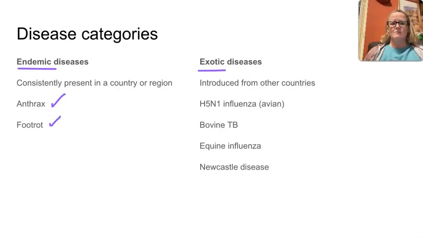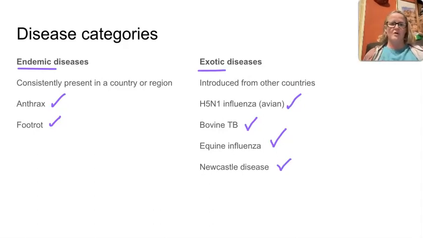So this one is bird flu. It's a type of flu called H5N1, and you've got to report that if you suspect it on your farm. Bovine TB, bovine tuberculosis, that's tuberculosis that cows get. Equine influenza, that's what horses get, a type of flu. And Newcastle disease is a disease of poultry. So all our chicken farmers need to keep an eye out for that one.